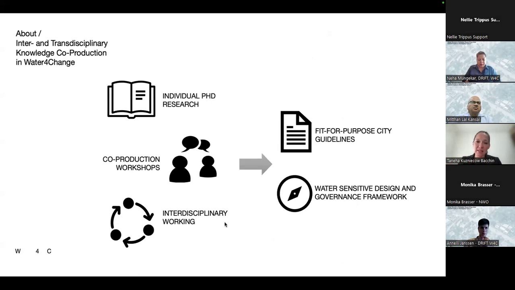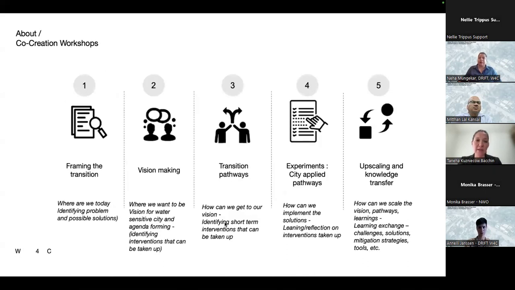So you can see here in a nutshell the type of work that we have done: from individual PhD research informing the science in the different domains, leading to providing input for the making of co-production workshops between our scientists and our different stakeholders in the 3 case study cities. And then finally, with that, being able to develop jointly fit for purpose policy guidelines for transitioning cities to a water sensitive state, and a knowledge framework.